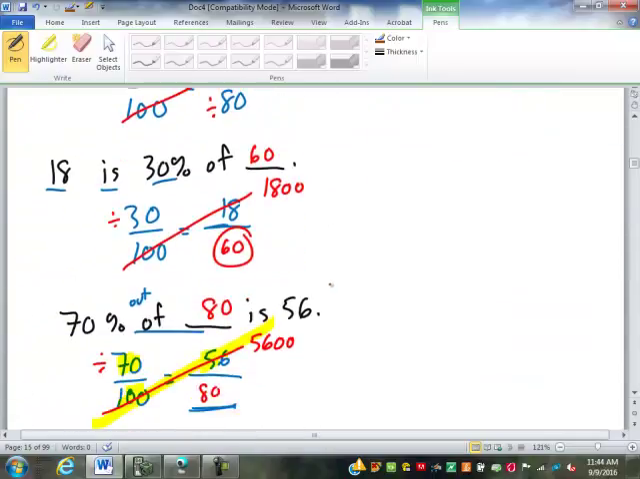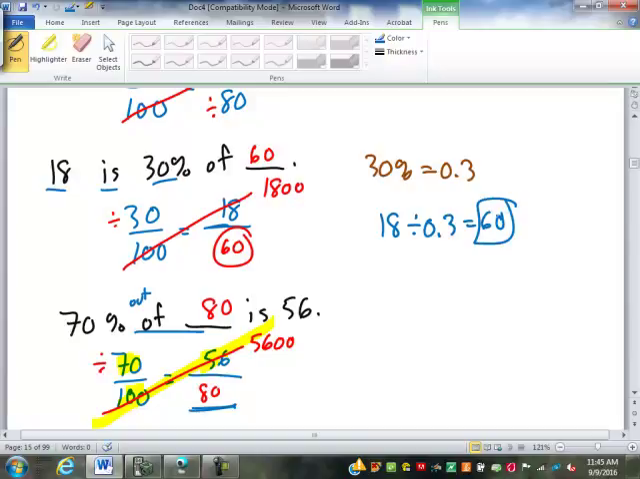Let's look back down here at some of our last couple of examples. This one here, 30% is 0.3. But to solve that problem, we're not going to do 18 times 0.3. It's actually 18 divided by 0.3 to give us the 60. Same with this one down here. 70% is 0.7. That one would be answered by taking 56 divided by 0.7 to give us 80.